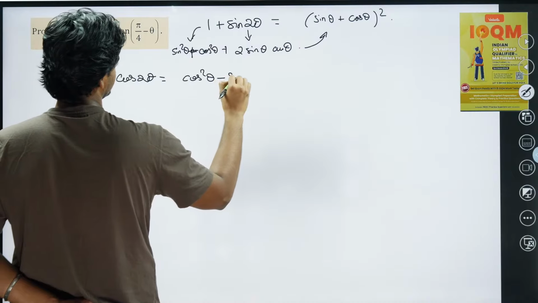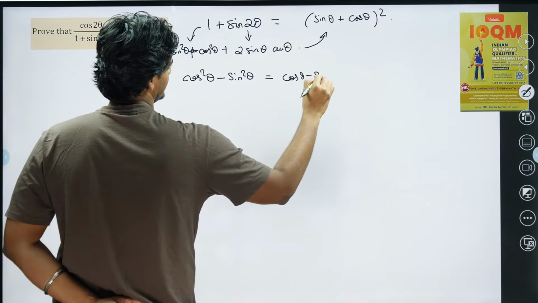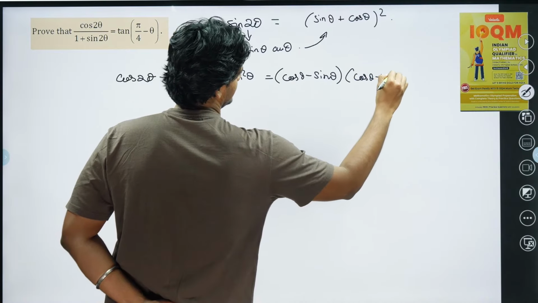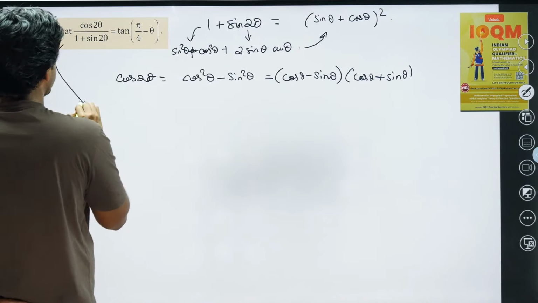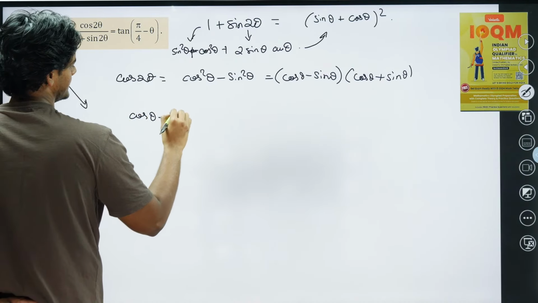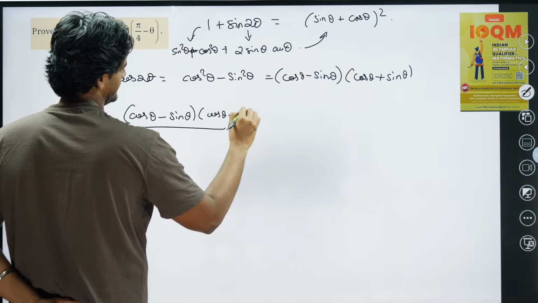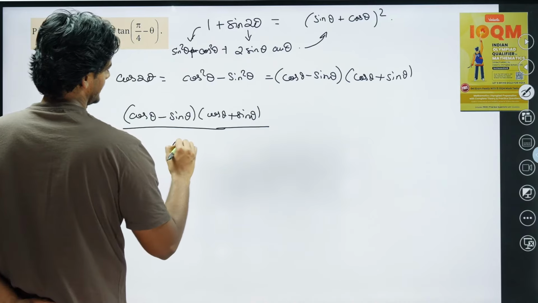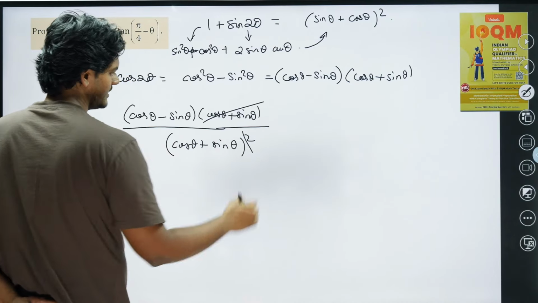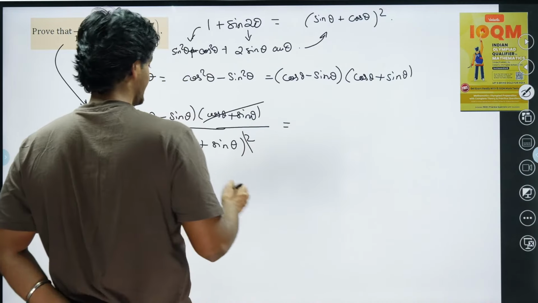So, cos 2 theta is simply cos square theta minus sin square theta. So this can be written as cos theta minus sin theta, cos theta plus sin theta. So this expression is cos theta minus sin theta into cos theta plus sin theta divided by cos theta plus sin theta whole square. So I can cancel out one of this term, right?